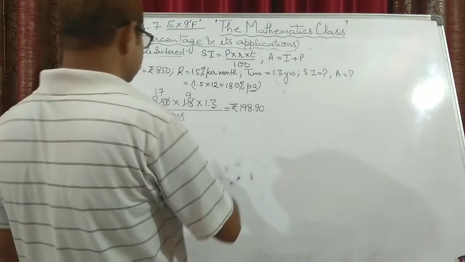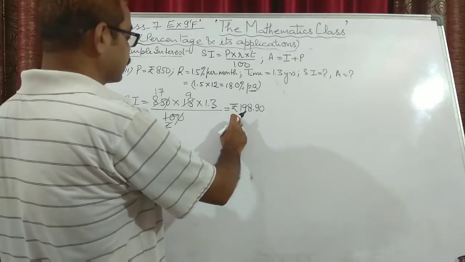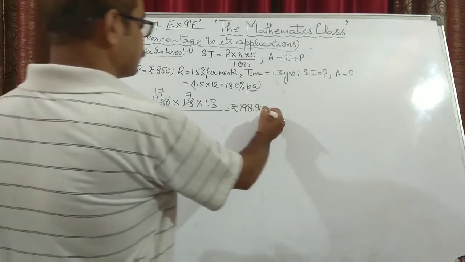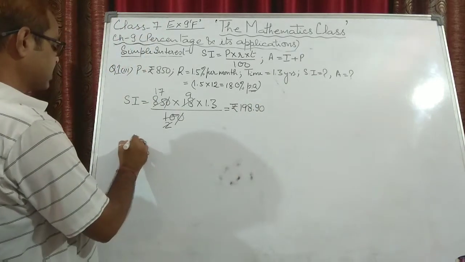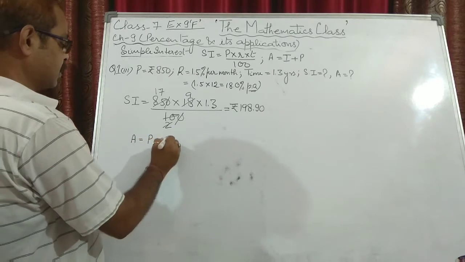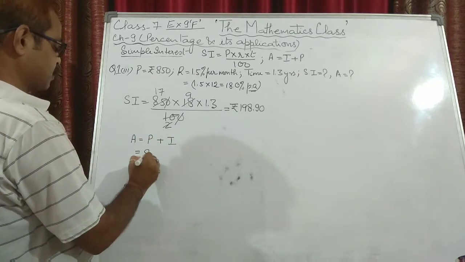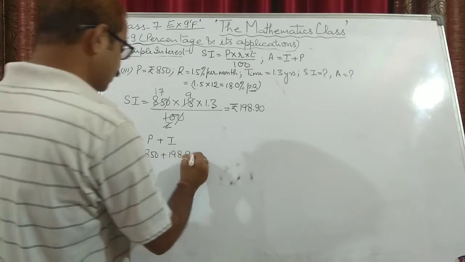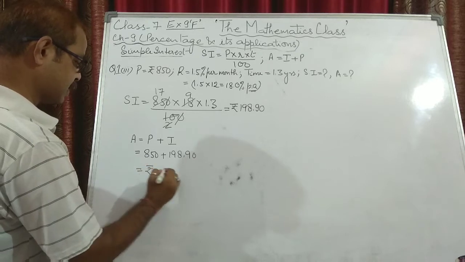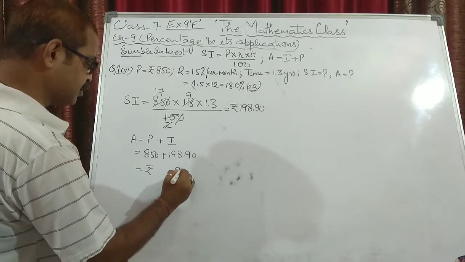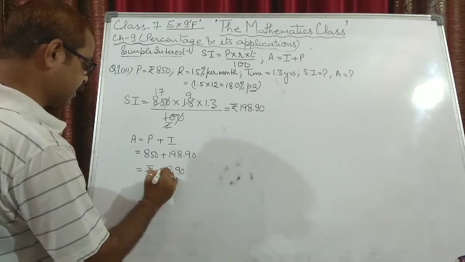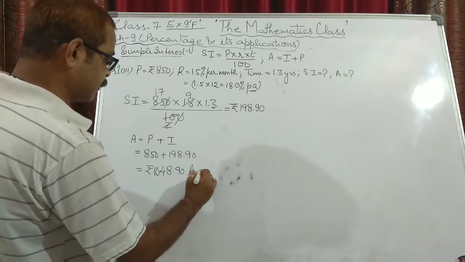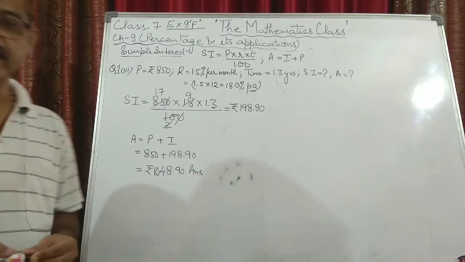When we calculate, we are getting simple interest as 198 rupees and 90 paise. Now this is the simple interest. Now we have to find the amount. We know that amount is equal to principal plus interest. Principal was rupees 850 and interest is 198.90. When we add, 8 and 0 is 8, 9 and 5 is 14, 4, 8, 1, 9, 1, 10. 1048 is the amount. Now we move on to the next one.